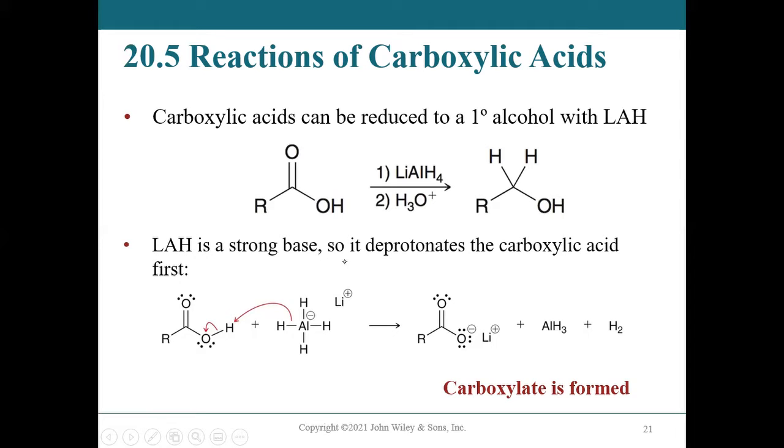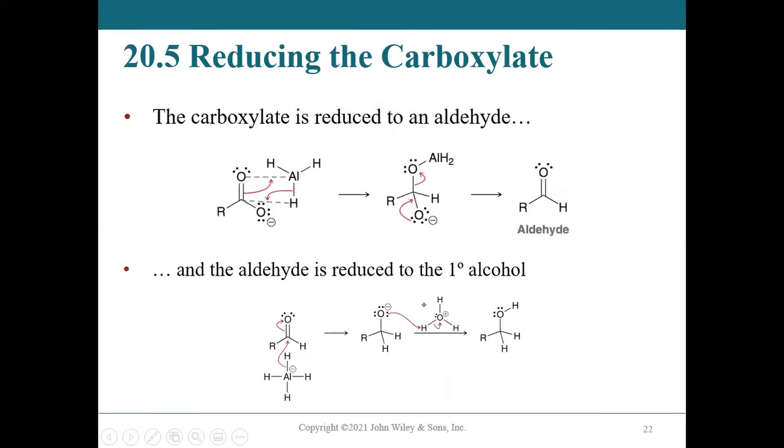LAH is a strong base, so it deprotonates the carboxylic acid first and produces carboxylate ion. The carboxylate is reduced to an aldehyde with this AlH3, and the aldehyde is reduced to the primary alcohol with aluminum hydride.